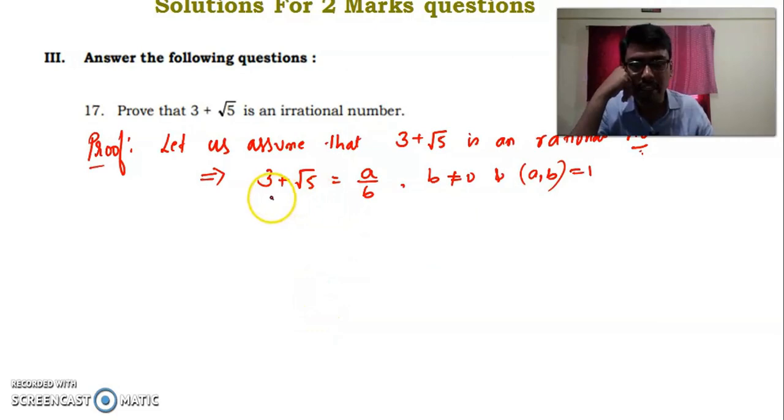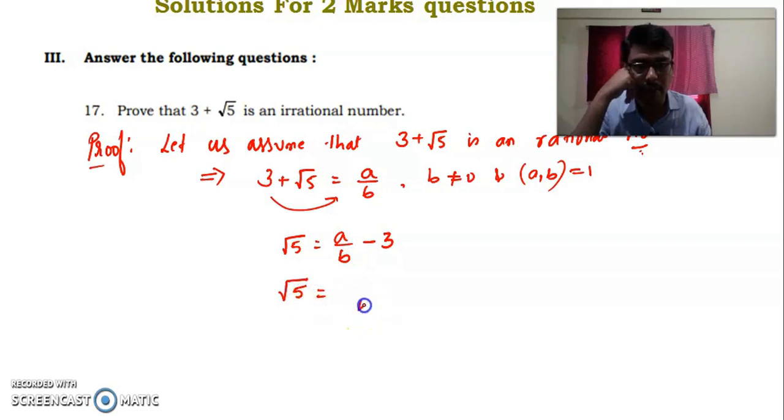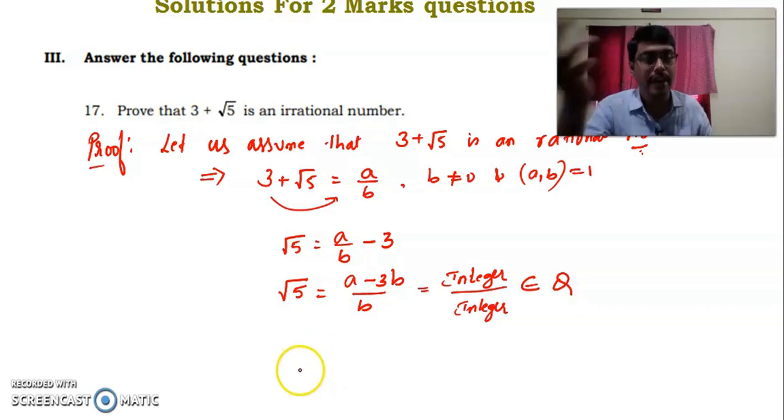So by sending this 3 to that side, I will get root 5 is equal to a divided by b minus 3. By taking LCM, where b is the LCM, I am going to get a minus 3b. We all know the difference of two integers: here 3b is an integer, a is an integer. So the numerator will become an integer and the denominator will also be an integer. So we all know integer by integer will become a rational number.